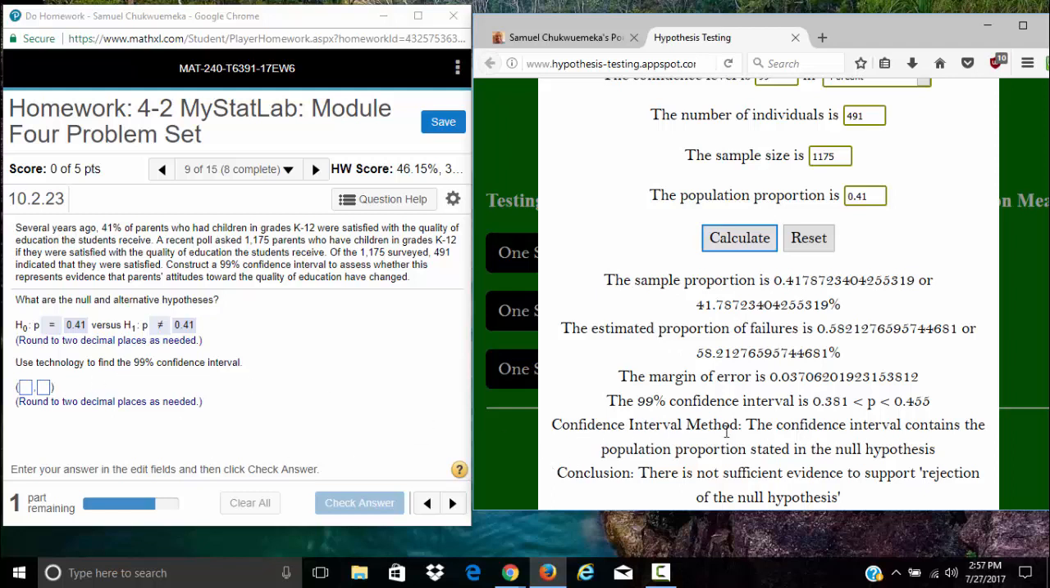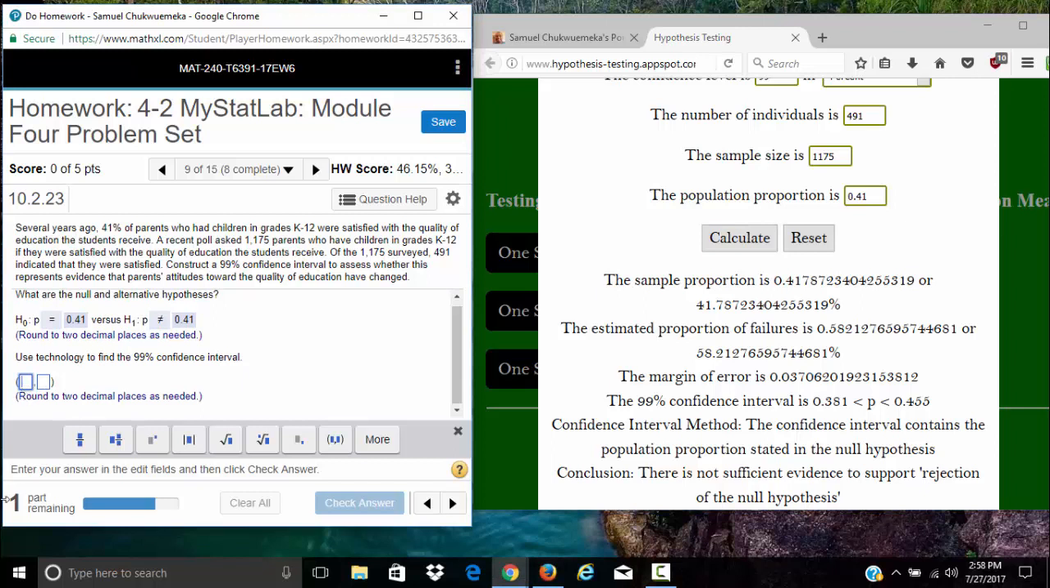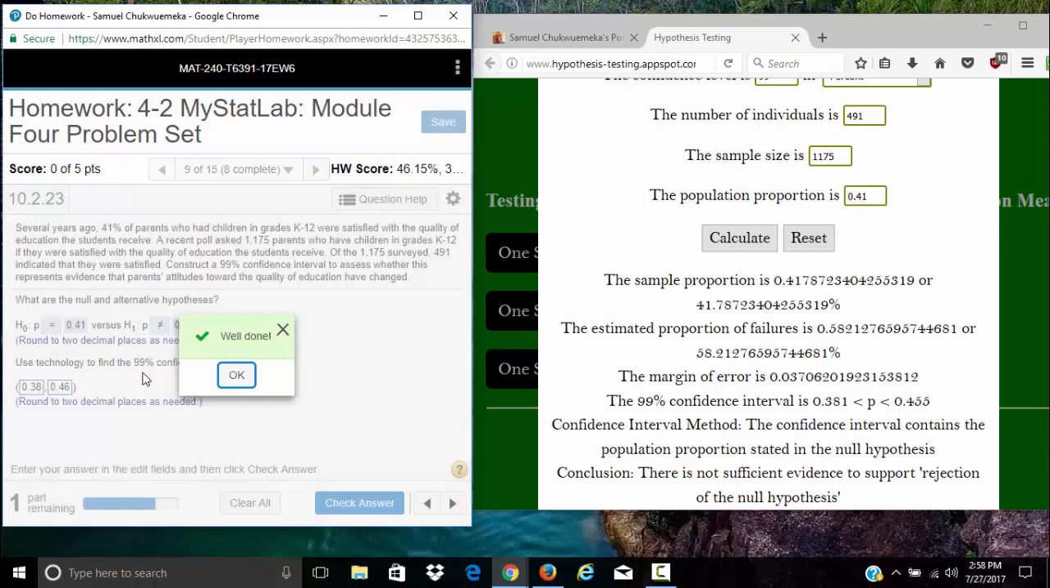You just look at confidence interval method. You use confidence interval method when you have a two-tailed test. You're testing a claim about a population proportion and it is two-tailed. You use confidence interval method. So this is the 99% confidence interval. So round to 2 decimal places. This will be 0.38, the lower confidence limit, and then 0.46 upper confidence limit.